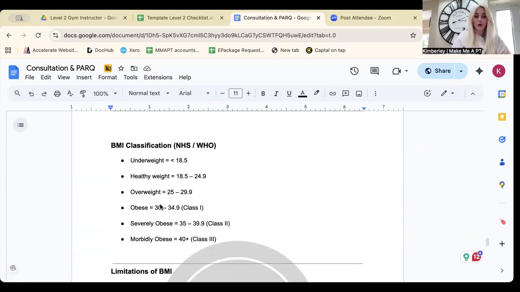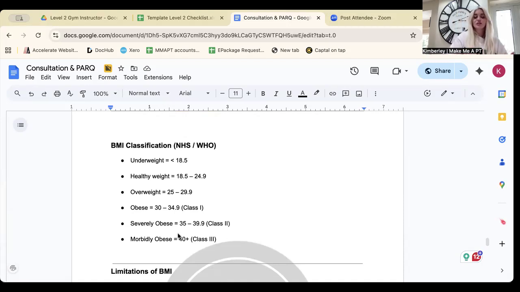Okay, perfect. So then if we scroll down, it literally tells you what is classed as underweight, healthy weight, overweight, obese, severely obese, and morbidly obese. I can't say the word. So that is a really, really easy calculation that you can do, and it's really good because you can do it on absolutely anyone, as easy as that.